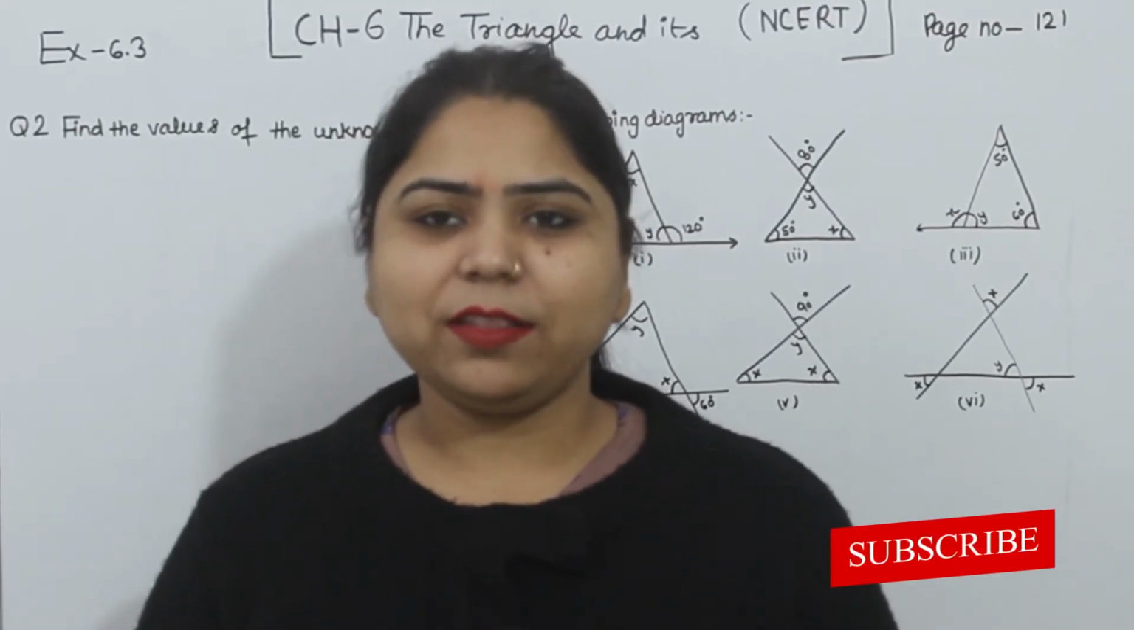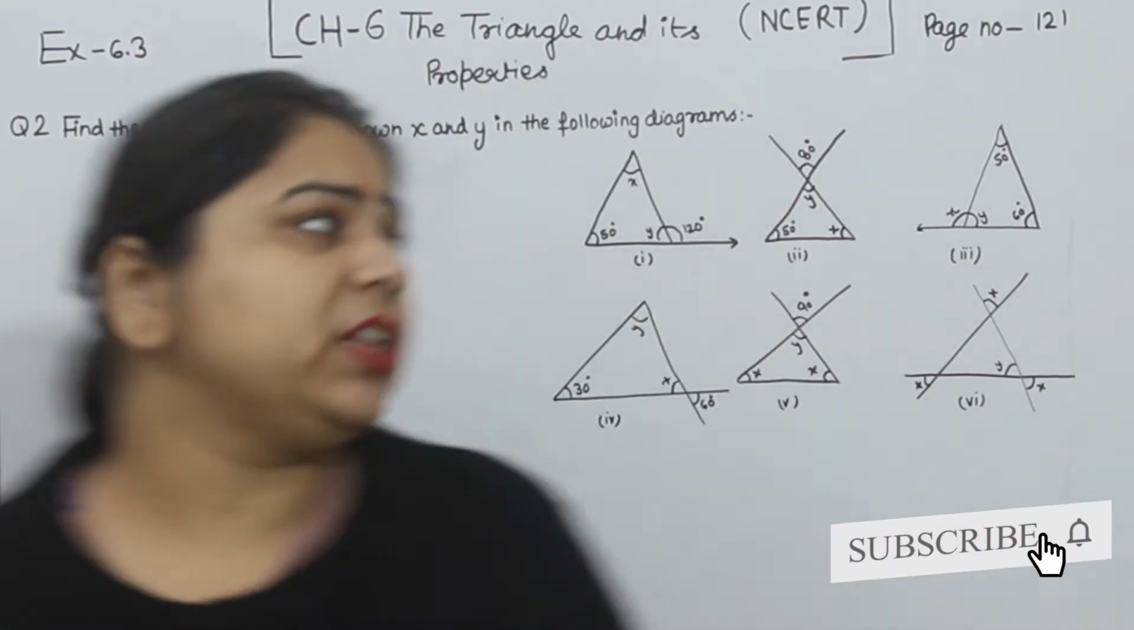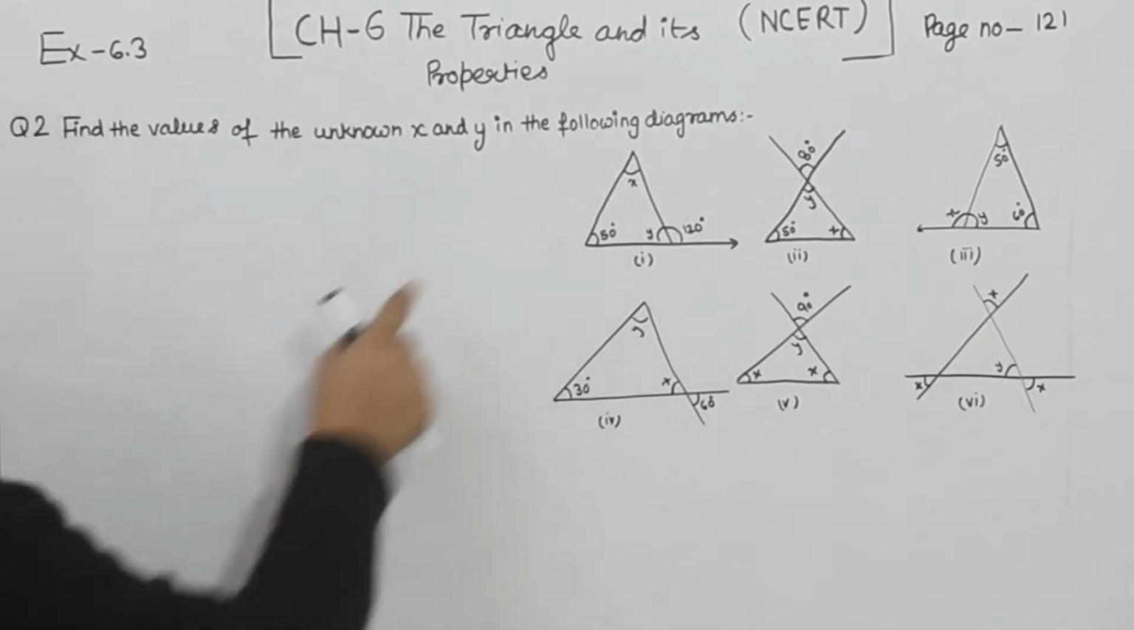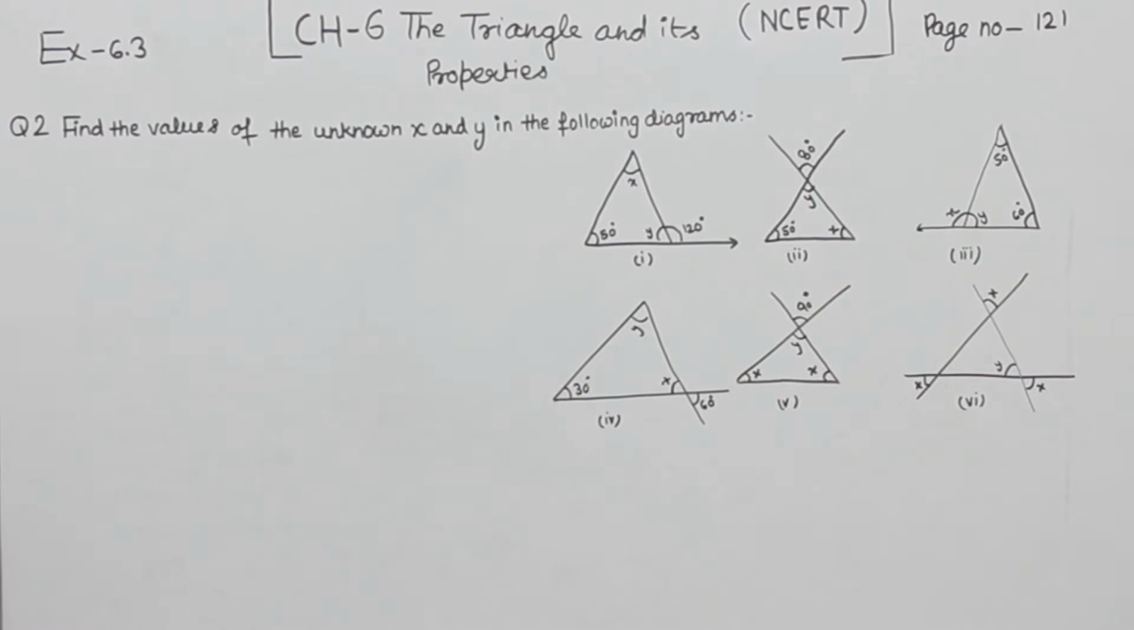We are here with another question of exercise 6.3, page number 121, question number 2. Find the value of unknown x and y in the following diagram. So we have to find the value of x and y given in the figures. These are the 6 figures given to us. So start with the first one.